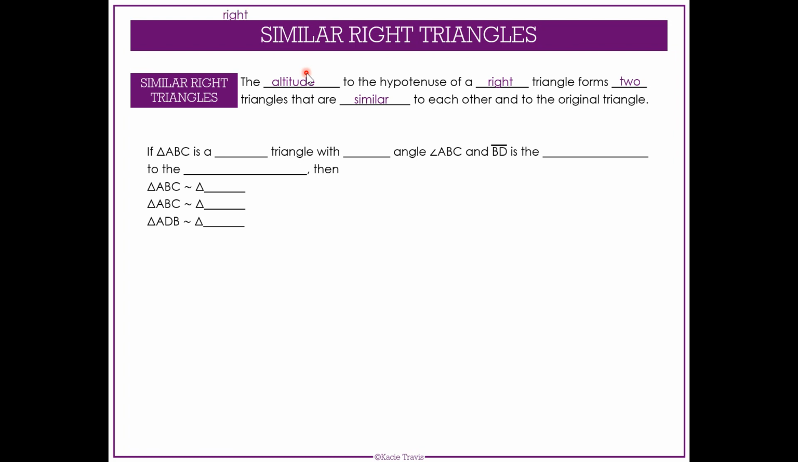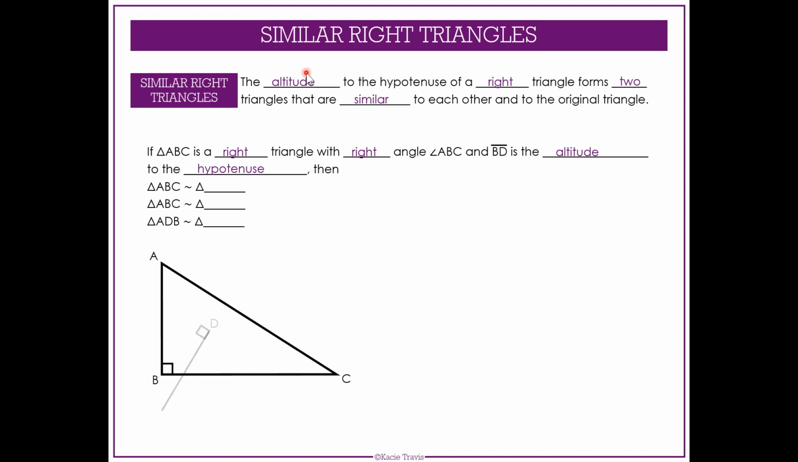If ABC is a right triangle, which we have right here, with a right angle at B, which is right here where B's at, and BD is the altitude to the hypotenuse. When I say altitude, we have this line here that comes from B over to the other side and stops at a right angle.